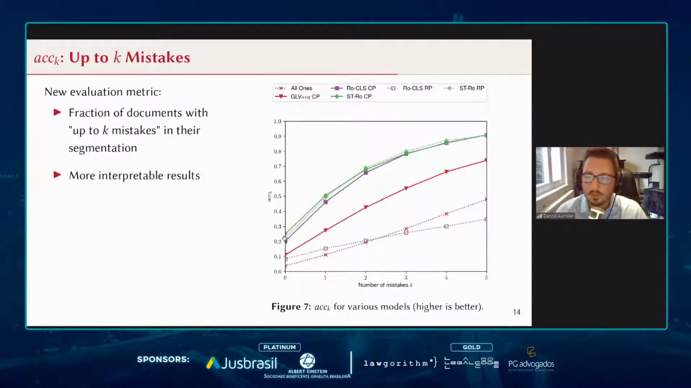Because we personally found this method to be rather hard to understand, we also came up with an alternative evaluation metric for the segmentation, specifically on paragraphs, which is the so-called accuracy up to K. It's rather simple to explain. Essentially, we account for the fraction of documents that have less than or equal to K mistakes.